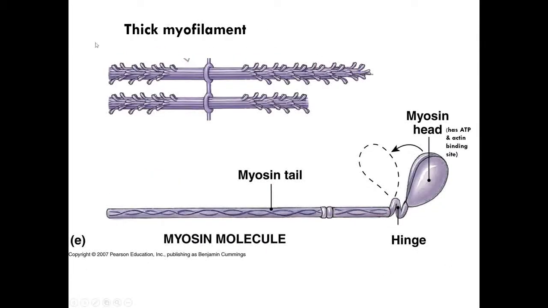Now this is the thick filament, or myosin filament. It has a long tail and a head, and the head can bend on itself by a hinge movement. The head is always trying to bind with the active site of the actin filaments that we have seen, and this binding happens with the use of ATP.